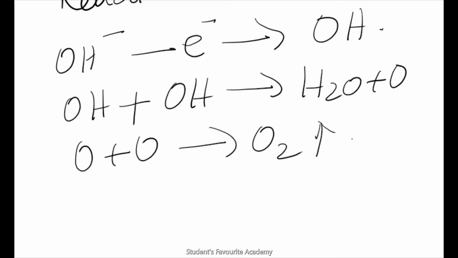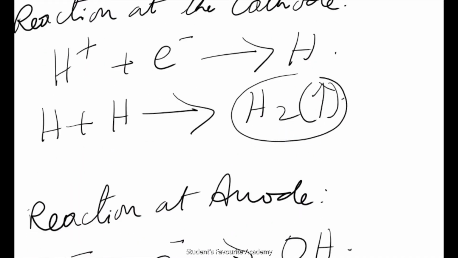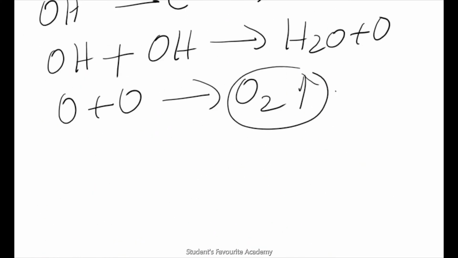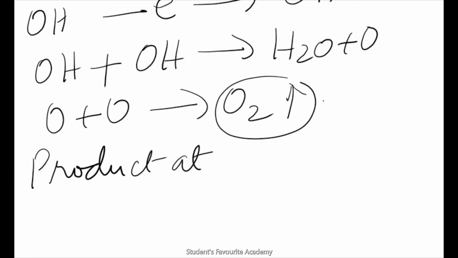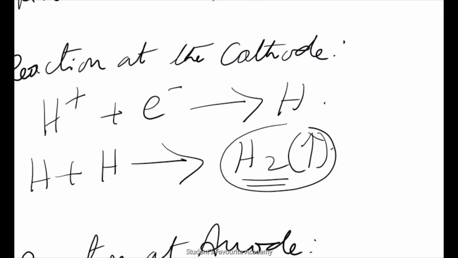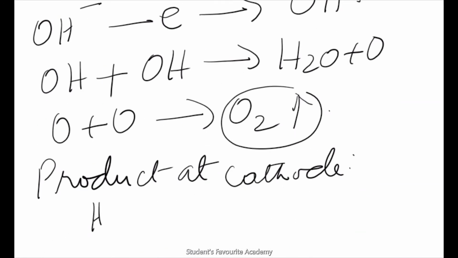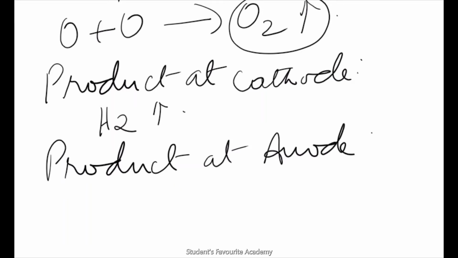So now the product at the cathode is hydrogen gas and the product at the anode is oxygen gas. So the product at cathode is hydrogen gas, right? And the product at anode is oxygen gas. Okay.